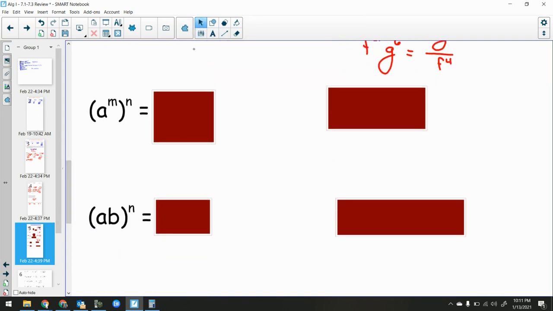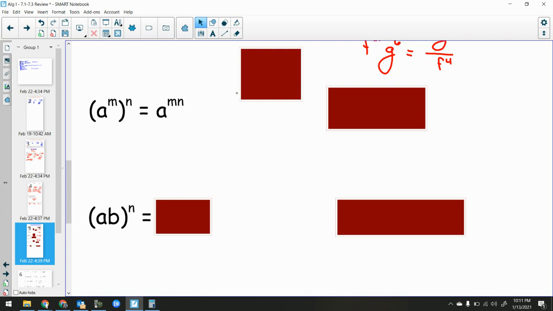Remember, when you've got a power to a power, this is when you multiply. So a to the m, to the nth power, is a to the m times n.